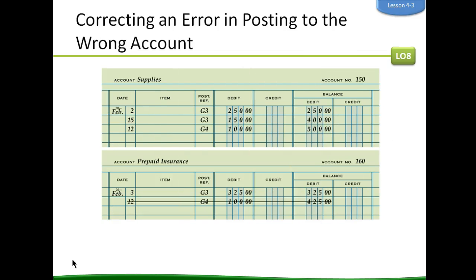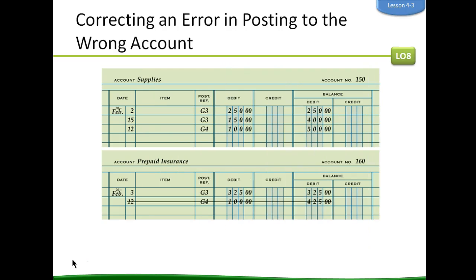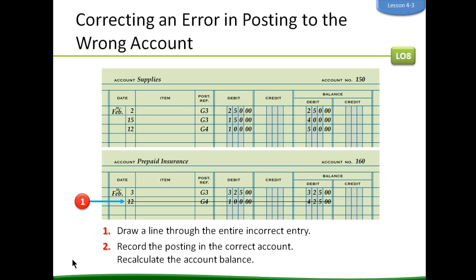Then we want to be thinking about what happens if we need to correct an error in posting to the wrong account. So this previous one, this was correcting in our general journal. This next one we're looking at, there's some posting going on. So we draw a line through the entire incorrect entry, and in this example we can see that we put a debit on prepaid insurance, which means our prepaid insurance was going up. We just draw a line through that incorrect entry. Then we're going to record the posting in the correct account and recalculate the account balance.